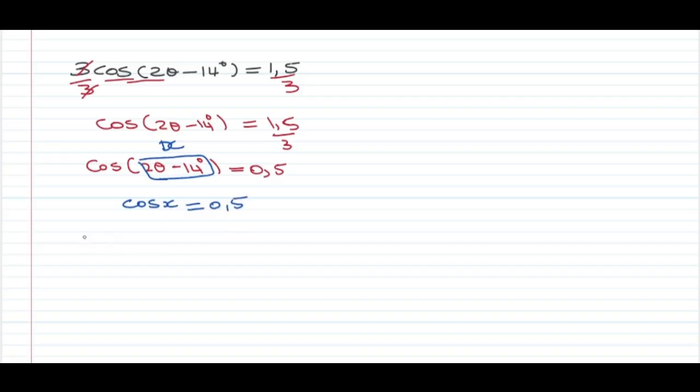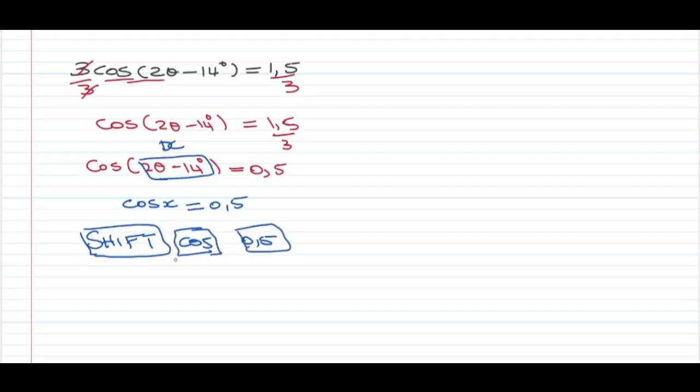Remember, how do we solve for x? On your calculator, you press shift, then cos, then you put 0.5. So you'll get that your x is equal to, when you put that on the calculator, 60 degrees.